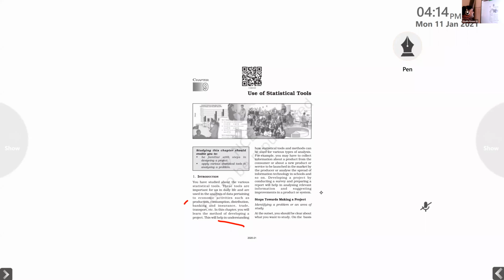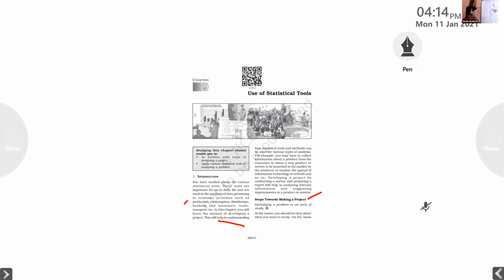Next one, steps towards making a project. Okay, what is the project? We are analyzing or using the statistical data to find out whether this business is profitable or not. If any suggestions are required, we are able to give suggestions here. So, identifying a problem or an area of study. First of all, identifying a problem or an area of study. Clear? Related with that, we are going to give the suggestions.